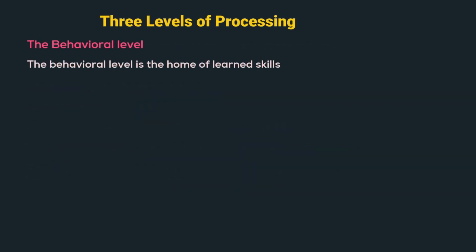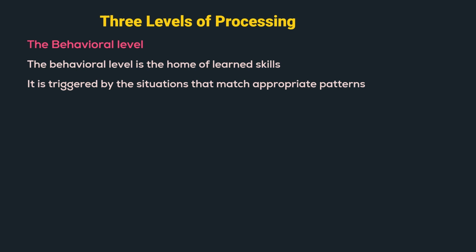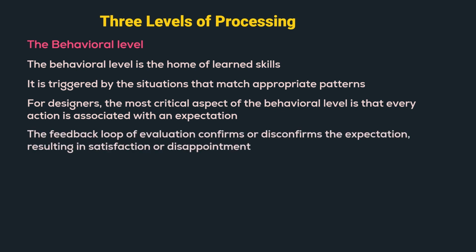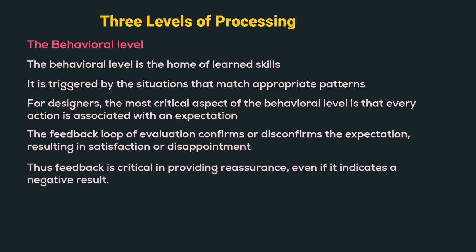The next level is the behavioral level. Behavioral level is the home of learned skills. It is triggered by the situations that match appropriate patterns. For designers, the most critical aspect of the behavioral level is that every action is associated with an expectation. The feedback loop of evaluation confirms or disconfirms the expectation, resulting in either satisfaction or disappointment. Thus, feedback is critical in providing reassurance even if it is a negative result. All good designs must provide a feedback.